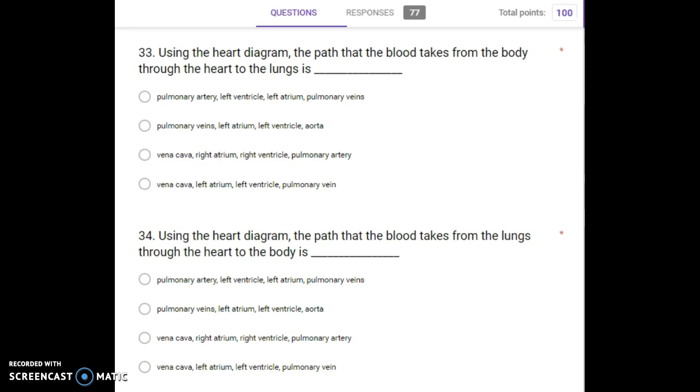Number 34. Using the heart diagram, the path that the blood takes from the lungs through the heart to the body is blank. Pulmonary artery, left ventricle, left atrium, pulmonary veins. Pulmonary veins, left atrium, left ventricle, aorta. Vena cava, right atrium, right ventricle, pulmonary artery. Vena cava, left atrium, left ventricle, pulmonary vein.